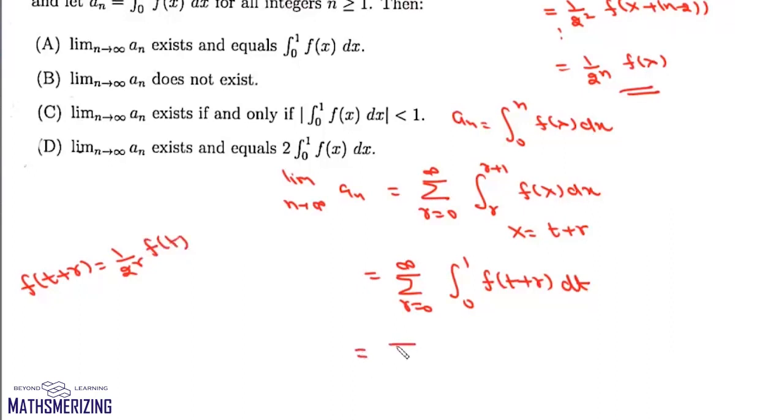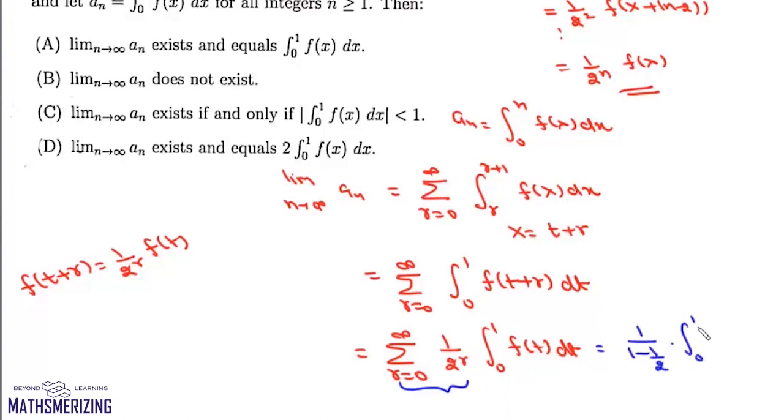So it will be this summation r varies from 0 to infinity of 1/2ʳ, then this integral from 0 to 1 of f(t) dt. Now this is nothing but an infinite GP. Now the sum of this GP will be a upon 1 minus r into this integral from 0 to 1. Now f(t) dt is same as f(x) dx. So we can write this as 2 times this integral from 0 to 1 of f(x) dx, and that's your option D.